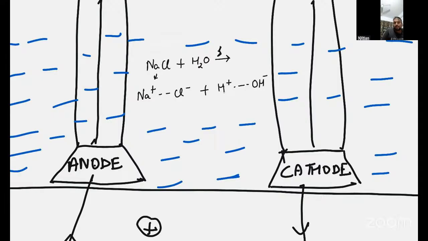Did you understand what I am trying to say? Here the water also splits into H plus and OH minus ions, and NaCl also splits into Na plus and Cl minus ions. Did you understand guys? Say yes or no. When this brine solution, which is NaCl plus water, passes through electricity, NaCl breaks into Na plus and Cl minus ions, and H2O breaks into H plus and OH minus ions.